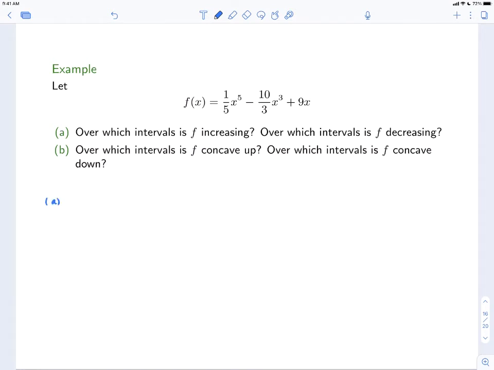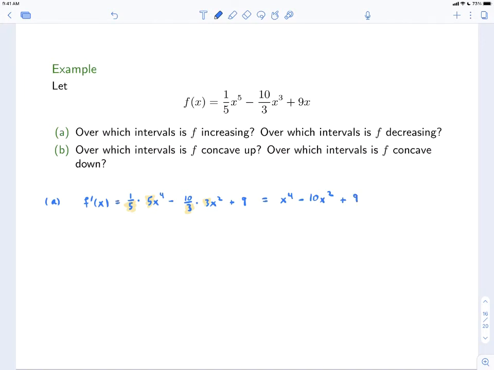Now in order to determine where f is increasing or decreasing, we need the derivative. So let's compute the derivative of f. F prime of x is going to be 1/5 times the derivative of x to the 5, that's 5x to the 4, minus 10/3 times the derivative of x cubed, which is 3x squared, plus the derivative of 9x, which is just 9. If we cancel that 5 with that 5 and that 3 with that 3, we have that the derivative is x to the 4 minus 10x squared plus 9.